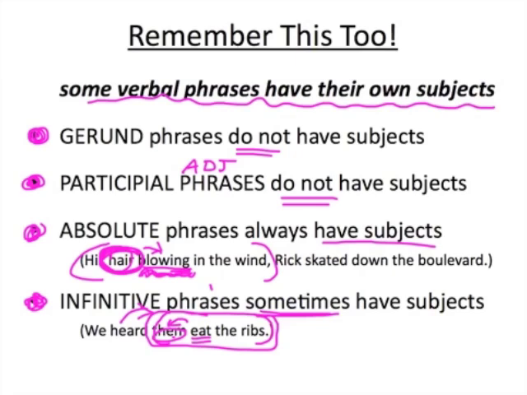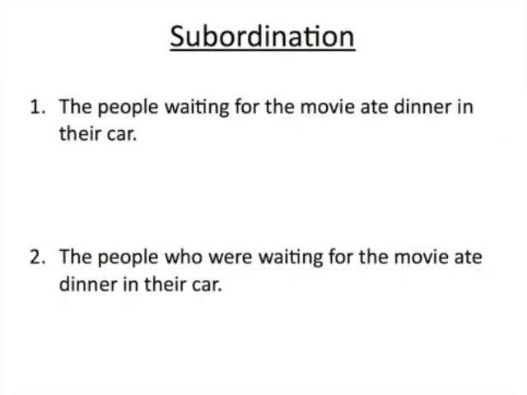We heard this. Okay, take a look at these two sentences and see if you can see what's different about them. They mean the same, but there's something different. It's a structural issue. It's not a meaning issue. Look at number one and number two. The people waiting for the movie ate dinner in their car, as opposed to the people who were waiting for the movie ate dinner in their car.